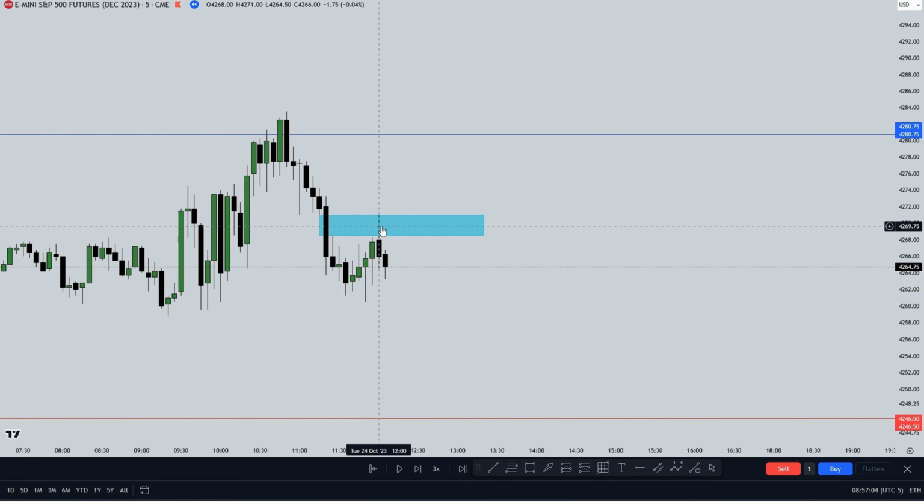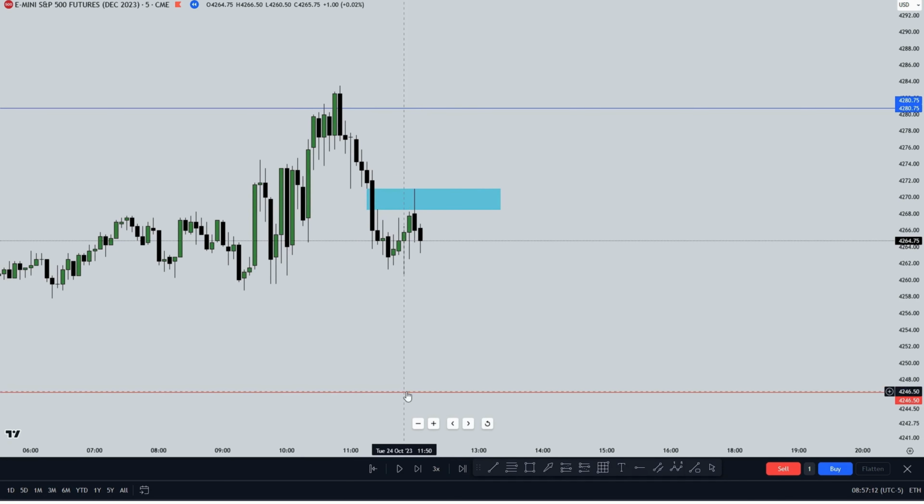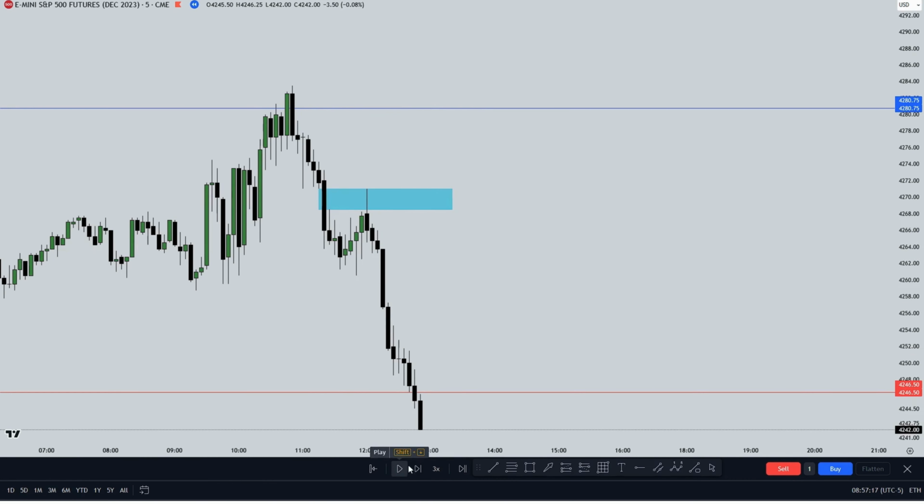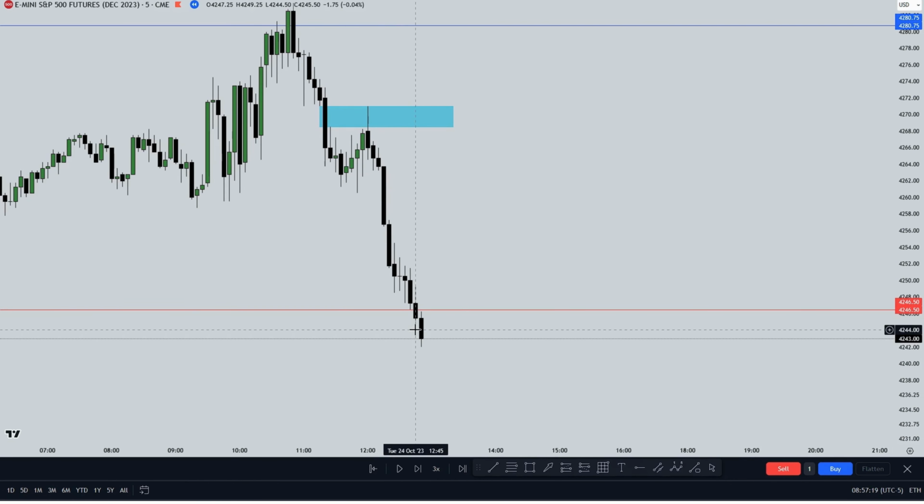Right here we touch the fair value gap, and as I said before, it's important that we don't close with the body above the fair value gap. Now we can anticipate price going down to the sell-side liquidity. Right here we touch the sell-side liquidity.